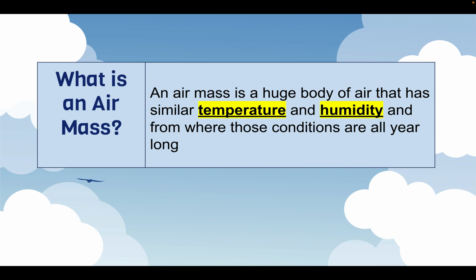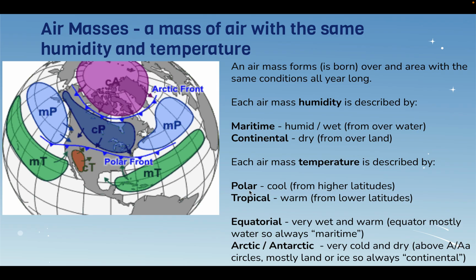Now, another thing about air masses is they form where those conditions are like that all year long. So they are going to form in similar places, and there are places on the earth, which you'll see in just a moment, that have similar temperatures and humidities throughout the entire year. So that's generally what an air mass is. So let's talk a little bit more about the humidity and the temperature aspect.